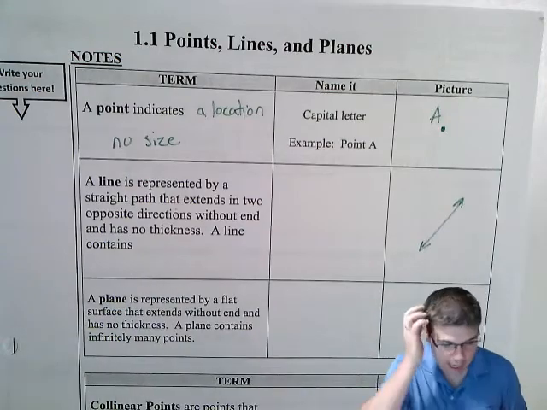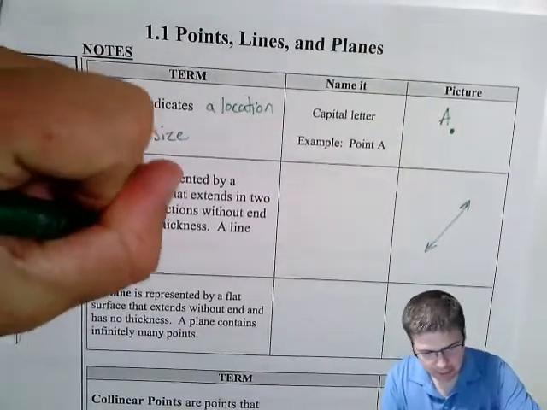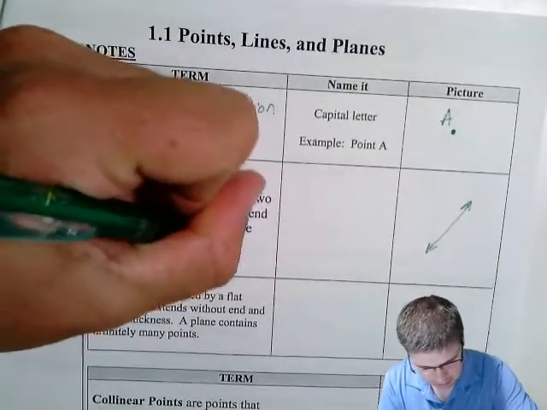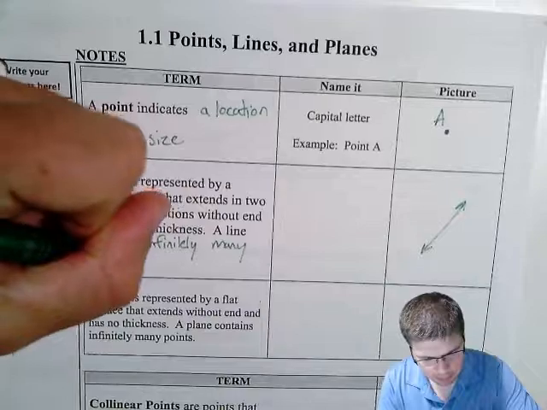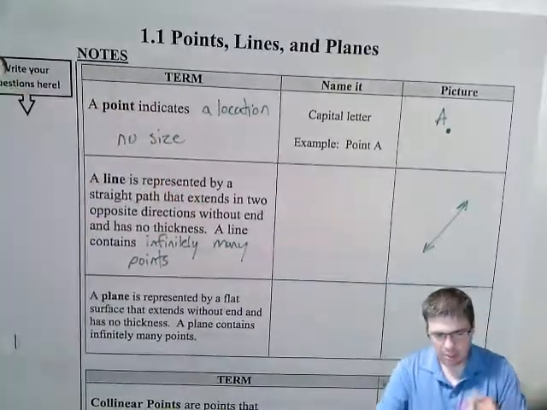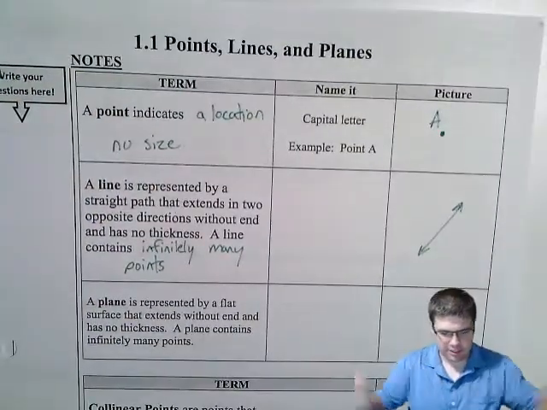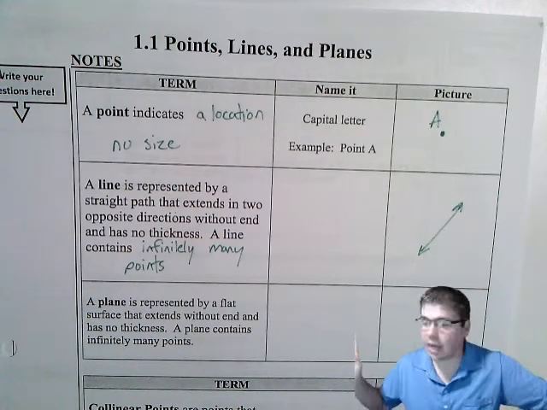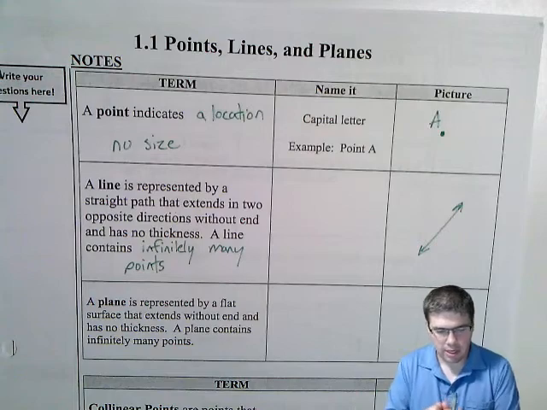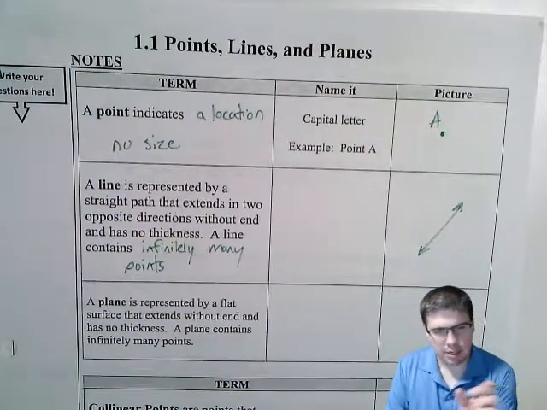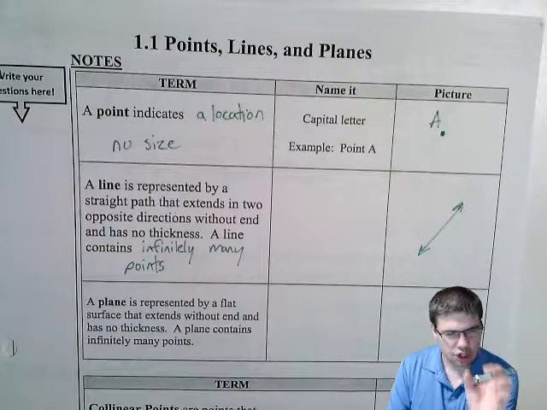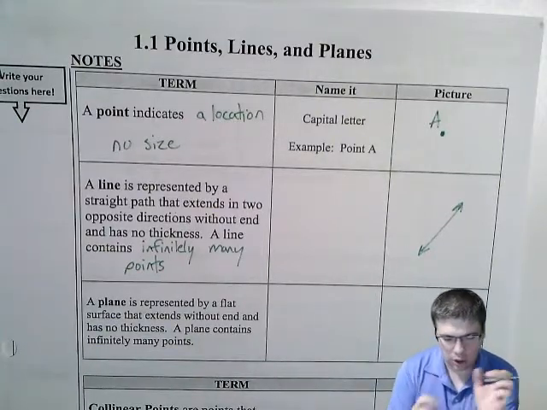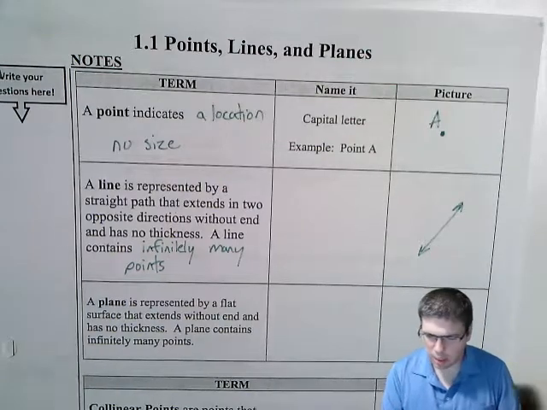A line contains infinitely many points. If we take all of the points in a straight direction and line them all up, a line contains infinitely many points. Even just a segment of that line, we'll get to segments in a little bit, but even just a chunk of that line, there are infinitely many points along it. And you kind of got that idea with the number line before.